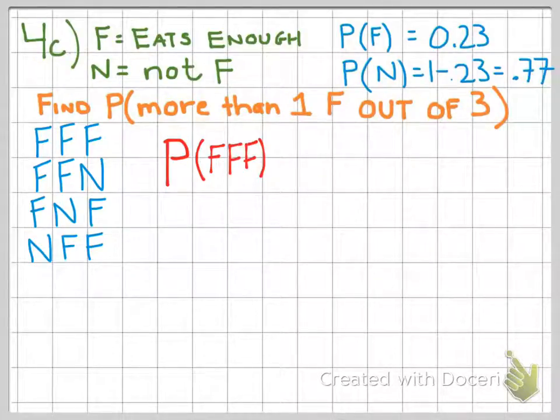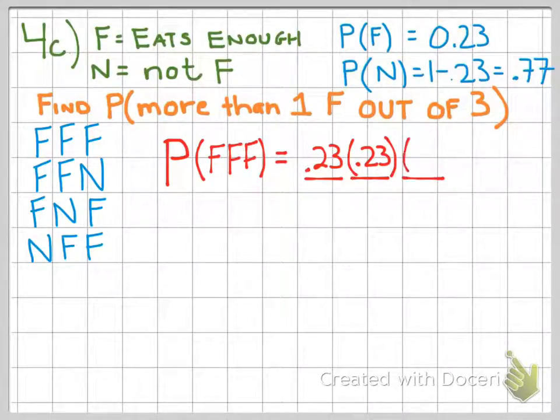So I start with the probability of finding 3 people that eat enough fruits. So I know that the probability that the first person eats enough fruit is 0.23. Now, since this person has no effect on the second person, the next person also has a 0.23 chance of being selected. And then I go on to my third person, and since they're independent, I do times 0.23. And to solve this, I want to do 0.23 to the third power.